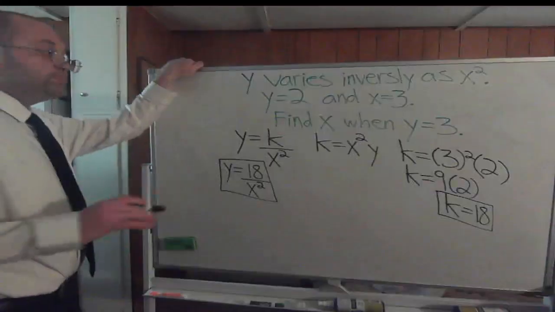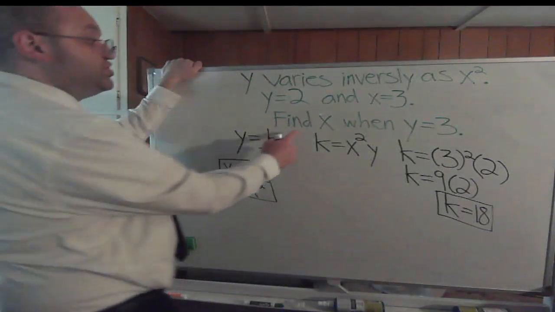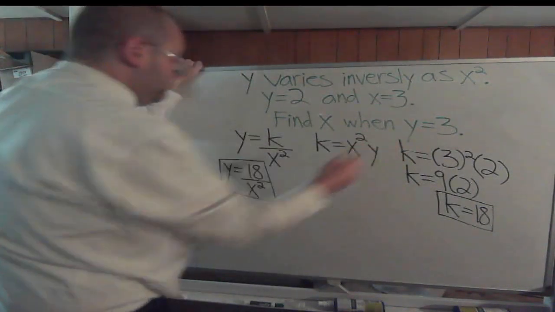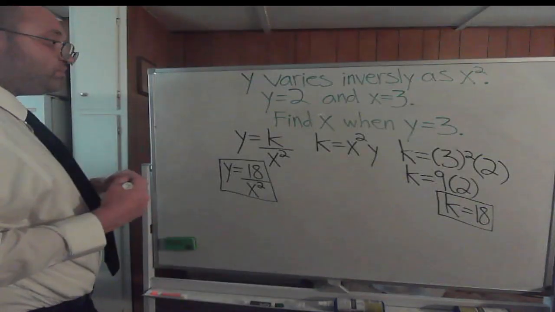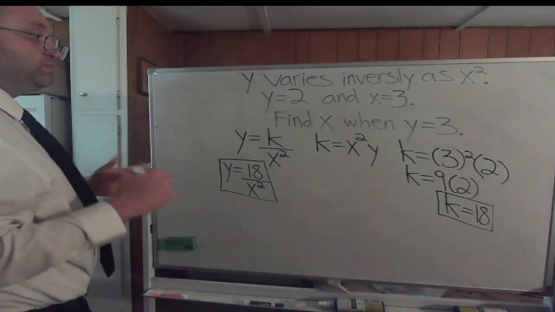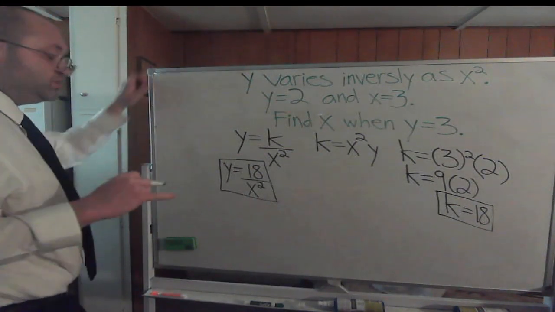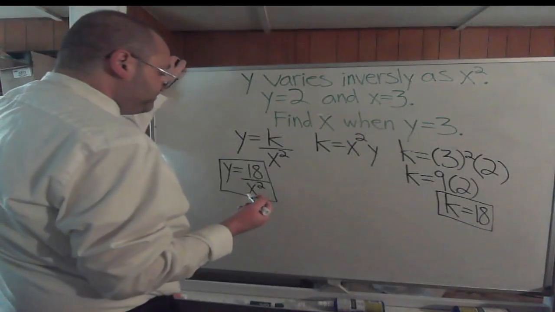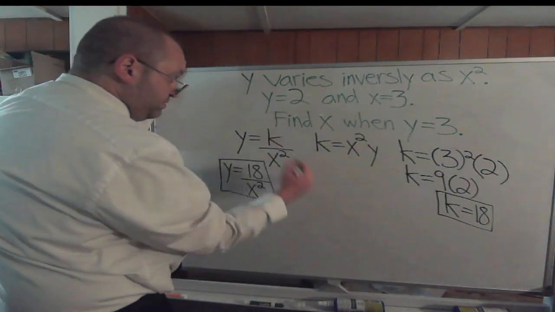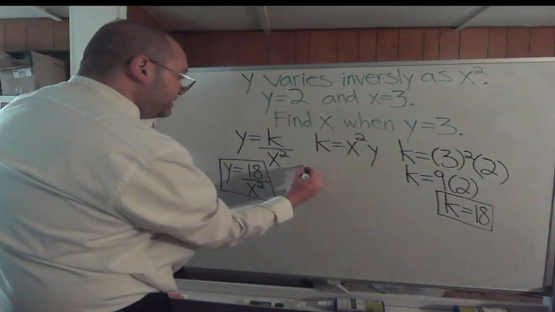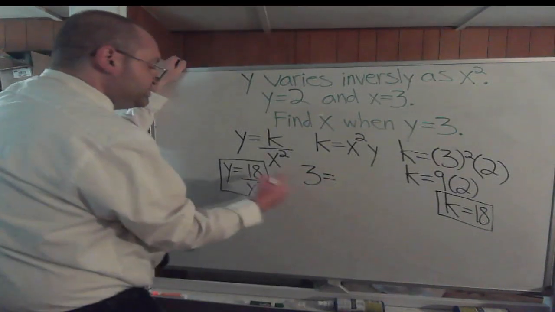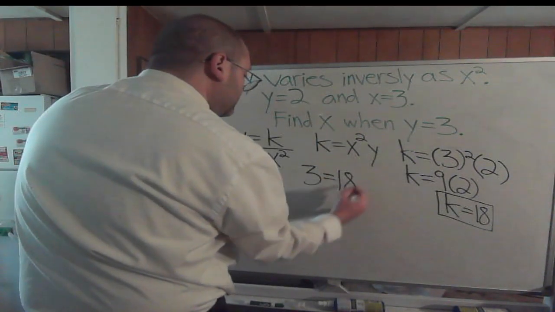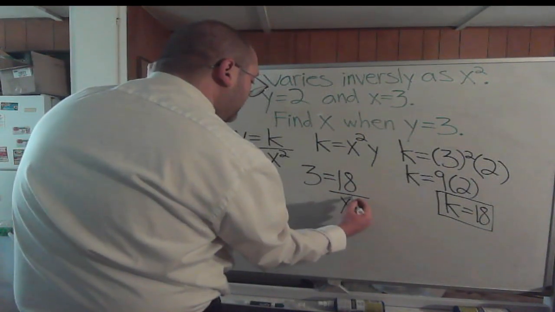Now there's one more piece to this problem. They want you to find x when y equals 3. So let's find x when y equals 3. We know y equals 3, so you'll get 3 equals 18 divided by x squared.